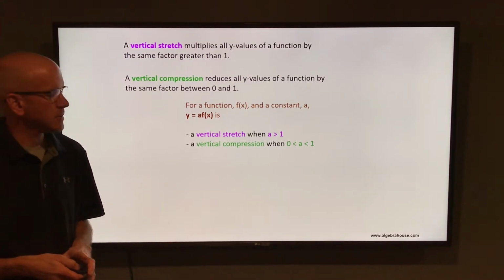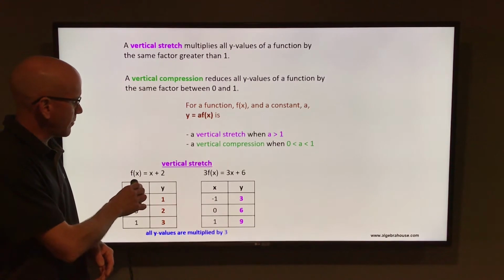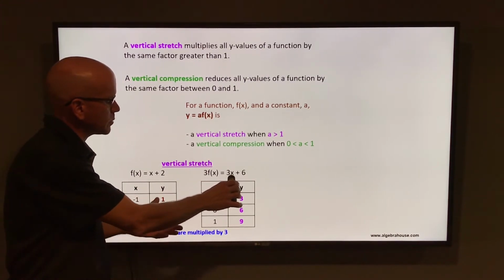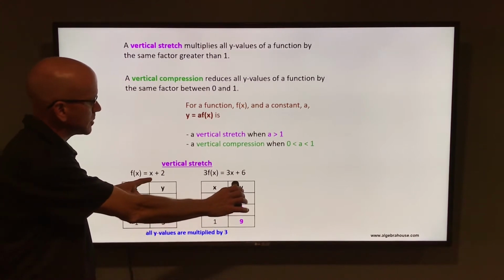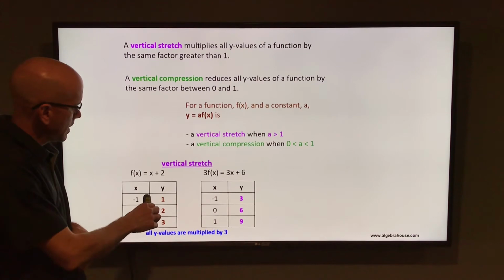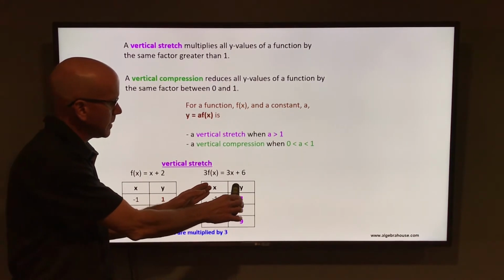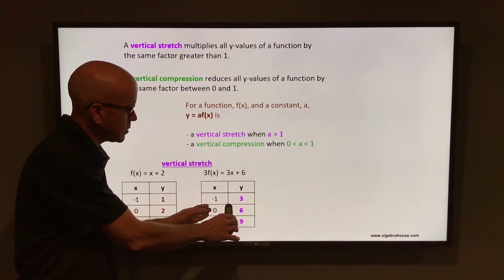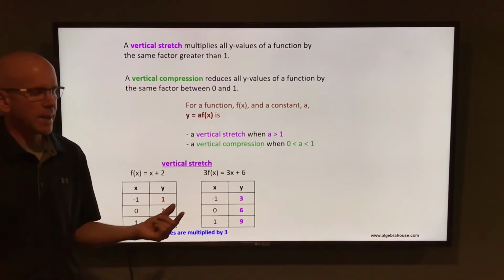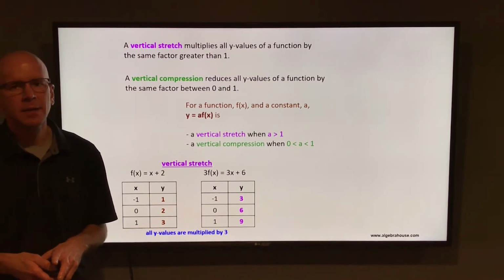If we look at some coordinate charts here, from f of x equals x plus 2 to 3 times f of x, which would equal 3x plus 6. We're going from x plus 2 to 3x plus 6. We're multiplying the y value by 3. You can see in f of x equals x plus 2 on that coordinate chart versus 3x plus 6, you can see the y values are multiplied by 3. So what would happen with that graph is it would stretch away from the x-axis by a factor of 3.